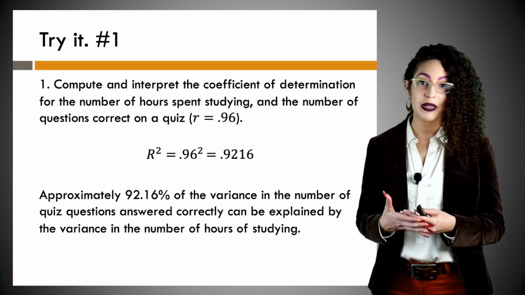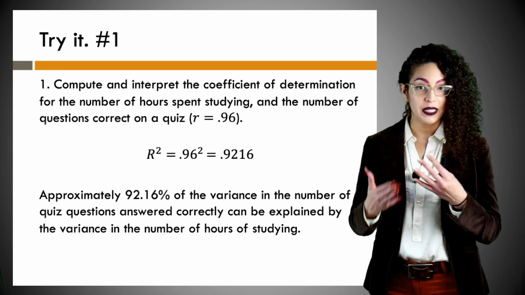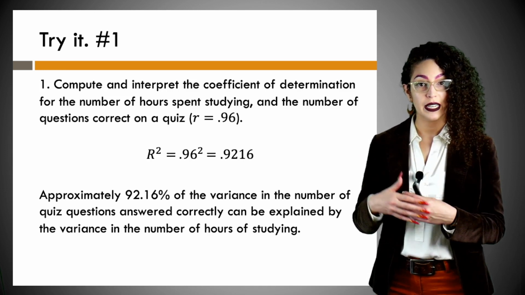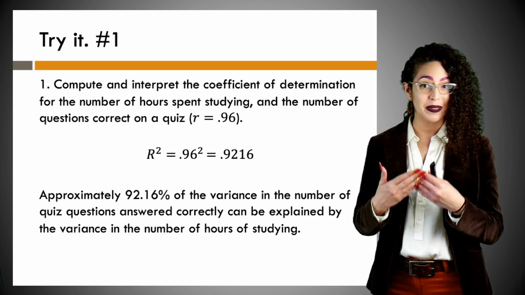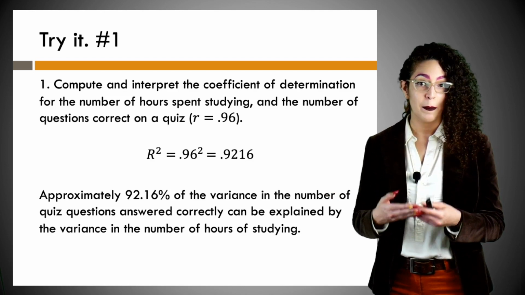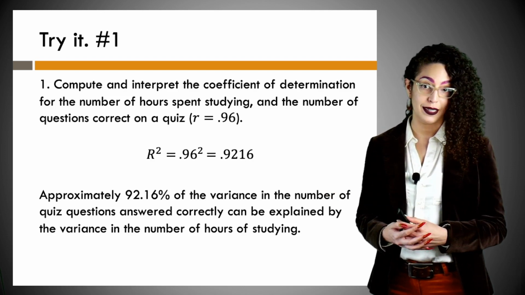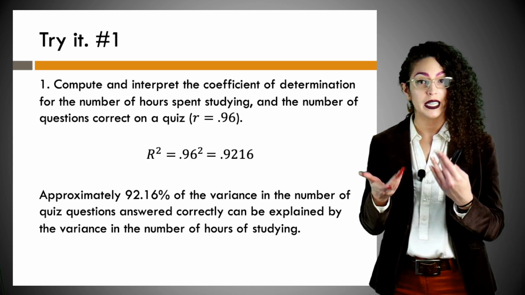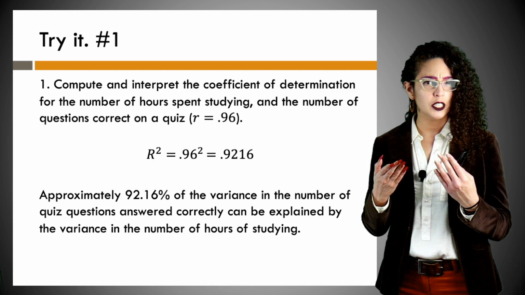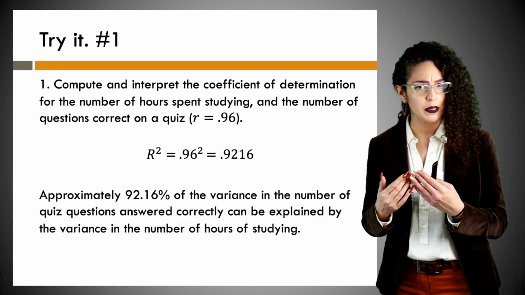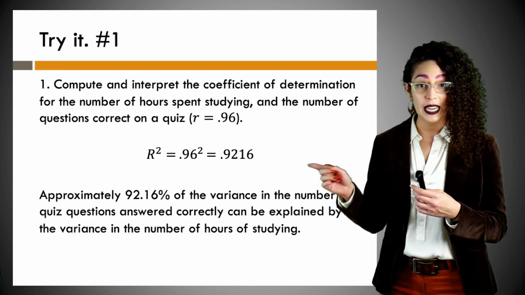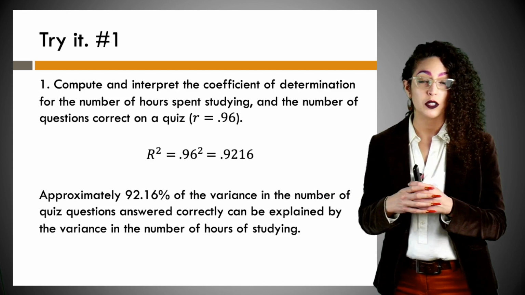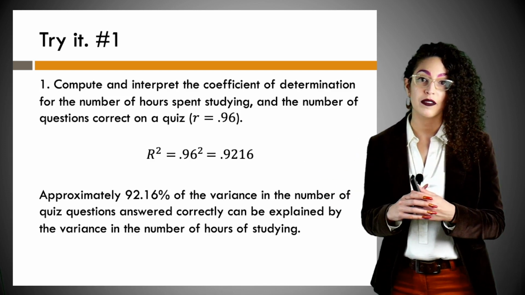So basically, we can explain some of the differences in people's scores, in the number of questions they got correct. We can explain 92% of that based on how many hours they studied for the quiz. In other words, people have a different number of questions that they got correct, but how much of that is explained by the number of hours they spent studying? 92% of the differences in people's scores is explained by the number of hours they studied.